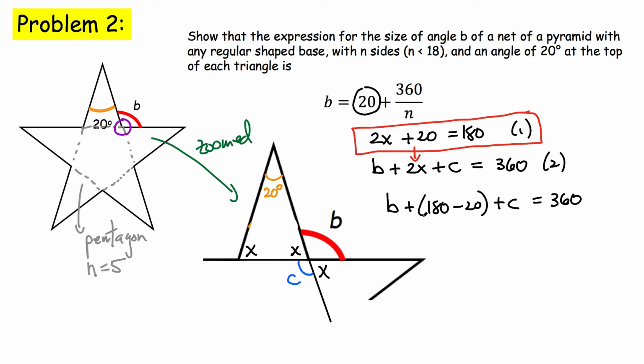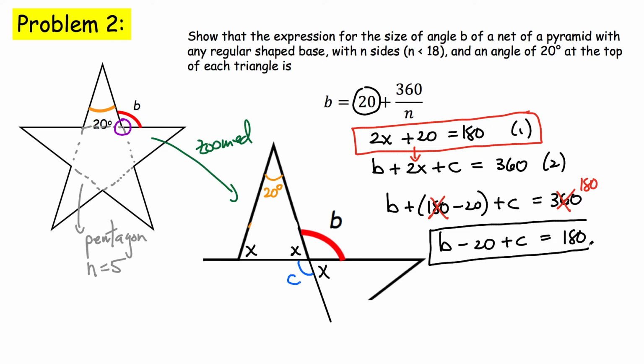All right, we're actually almost done with the problem here. So let's go ahead and simplify this a little bit. I have 180 on this side, and I have 360 on this side. So if I take away 180 on both sides, at the end what we have is B minus 20 plus the angle C has to be equal to 180. Okay, so this is where I am right now. Let's go ahead and box that up.